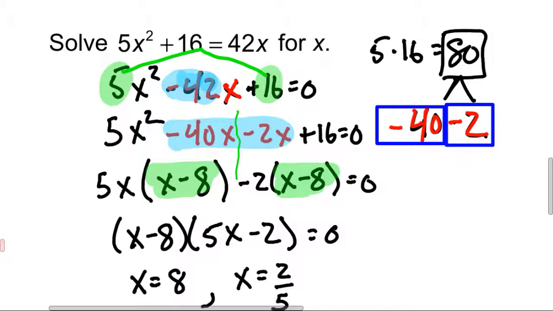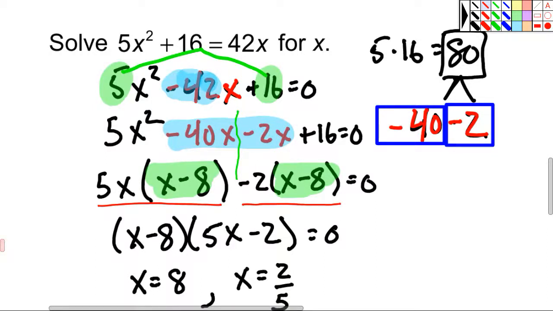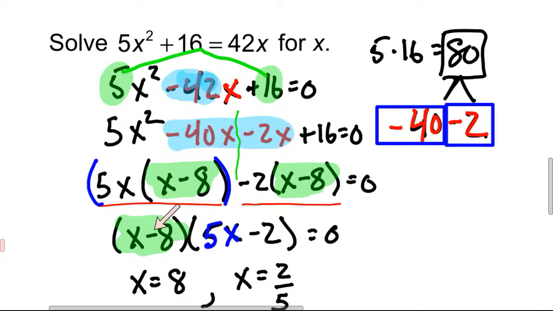So now, if you look at the next line, you can see that essentially this right here and this right here have something in common. What do they have in common? They have an x minus 8. So essentially what we're doing is we're going to factor out an x minus 8. And then I say, okay, well, x minus 8 times what would get me all of this? Well, I need a 5x. And then I say, okay, well, x minus 8 times what would get me all of this right here?